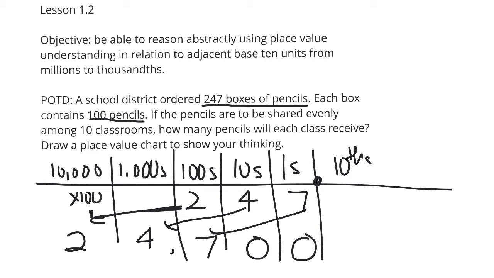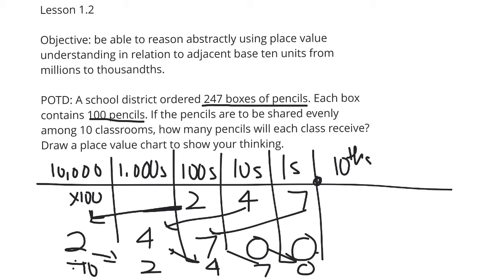Now, I'm not done yet. That was only the first part of the problem. The second part of the problem asked me to do what? Casey? Divide the total amount of pencils by 10 classrooms. Right. So now I'm going to be dividing by 10. So where does my place value shift now? Akash? One to the right. 1 place value to the right. Very good, because I'm now dividing by 10. So everything gets moved over 1 place to the right.